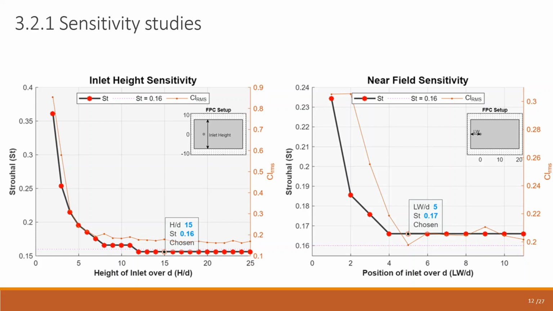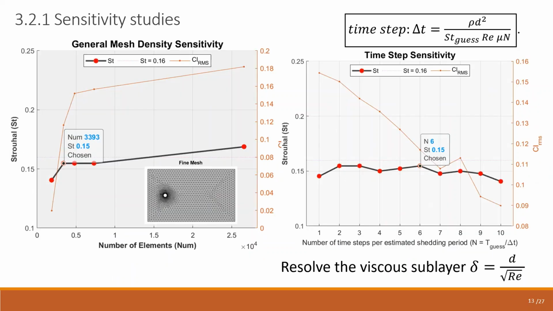Similarly, a sensitivity study on the position of the inlet relative to the cylinder was performed. The results of this study show that the inlet should be placed no less than 5 diameters away from the cylinder. A mesh dependency study was also performed, and it was found that a fine mesh density was sufficient for lower Reynolds number of around 100. However, when the Reynolds number increased to 5,500, an extremely fine mesh was used.